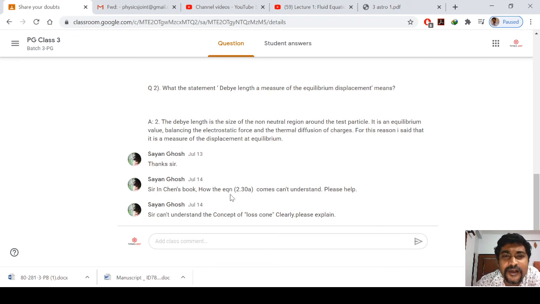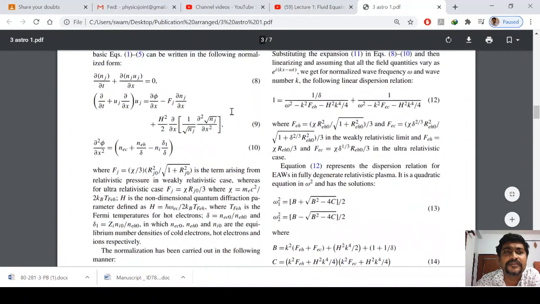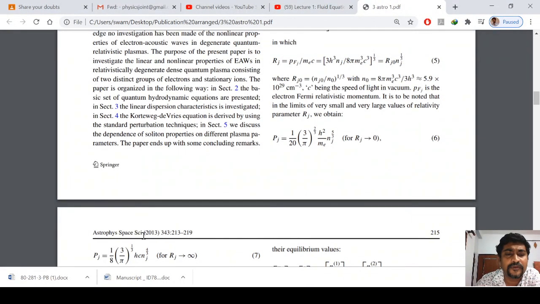Sir, in Chen's book, how does equation 2.0 count? Can't understand. Well, loss cone. Loss cone is for the magnetic confinement. Well, I'll come to it. Okay, so thank you. And how to check these articles and all these things. Okay, I have just put the resources, and feel comfortable. Thank you.